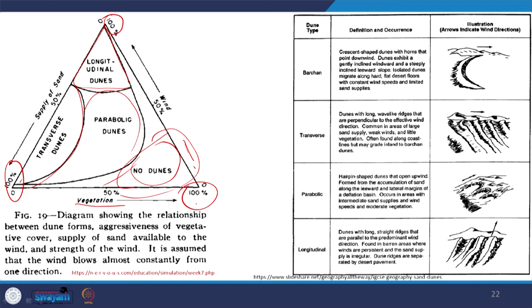So, even if sand supply is there, due to vegetation and less wind, we cannot create a dune. To form a dune, we must have sufficient wind speed, and more than the critical area should be there, from which the sand sheet will move and create a dune.